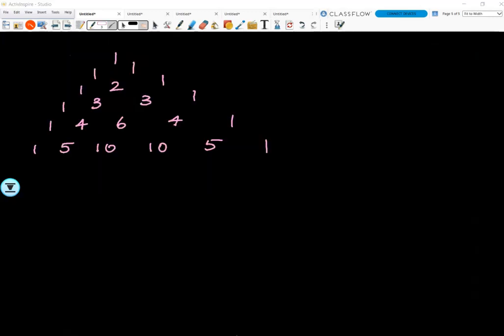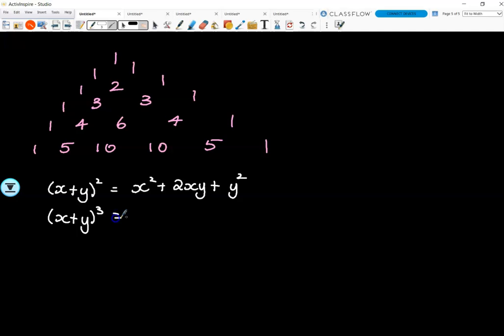In a nutshell, if I was to expand x plus y squared, I get x squared plus 2xy plus y squared. Now, you're going to have to just trust me on this and not have me prove it out bit by bit by bit. If I was to expand x plus y cubed, I would get x cubed plus 3x squared y plus 3xy squared plus y cubed.